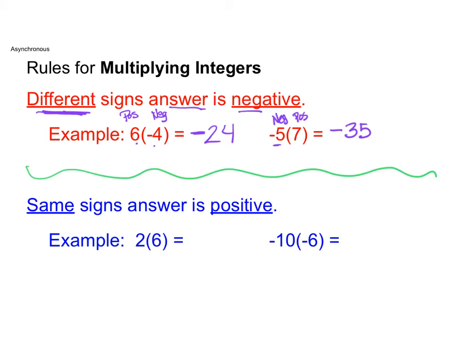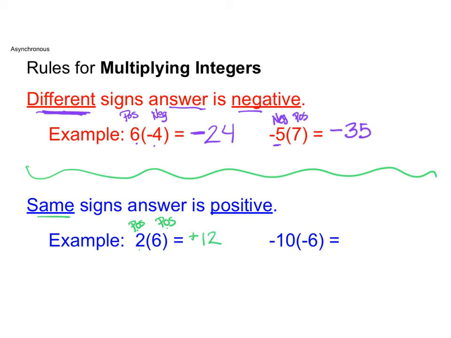So let's go over if the signs are the same. So same signs, the answer is positive. So if you have a positive and a positive, your answer is going to be positive. If you have a negative and a negative, your answer is going to be positive. That's the tricky thing here. So let me go ahead and show you. So my example is 2 times 6. So this is positive and positive. So they are same because I have 1 positive and another positive. So they're same sign. So my answer is going to be a positive 12.